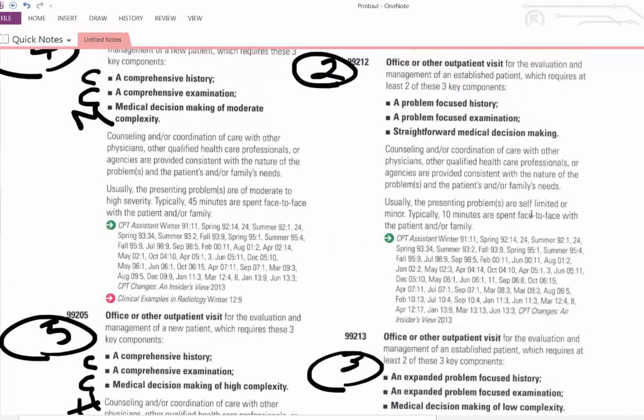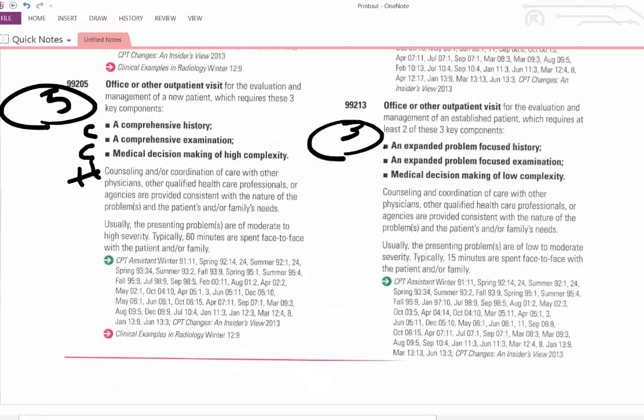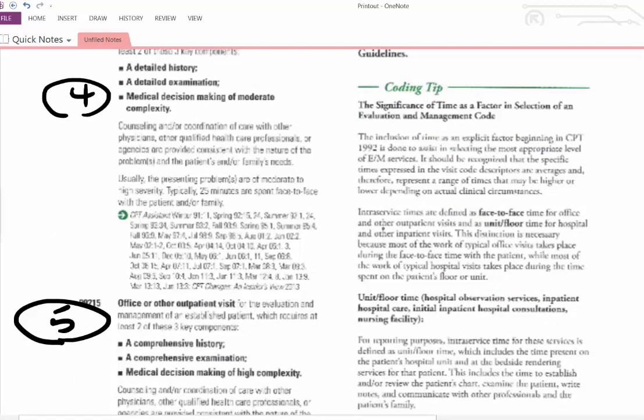I'm going to do the same thing with my established patient codes. So for 99212, I'm going to write P, P, S. For 99213, I'm going to write E, E, L. For 99214, D, D, M. For 99215, C, C, H.